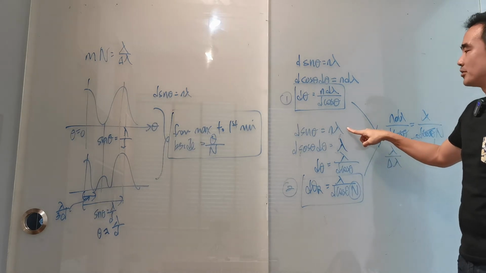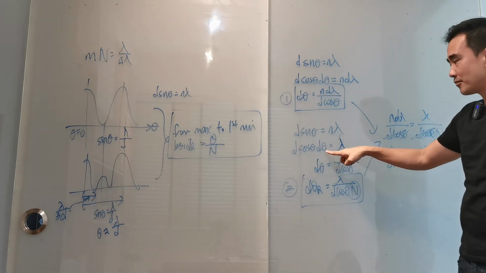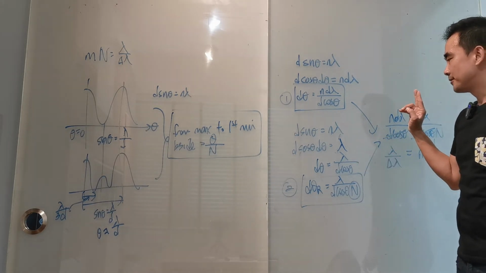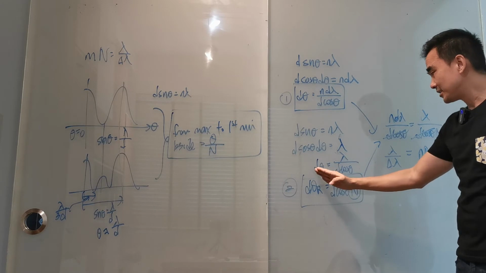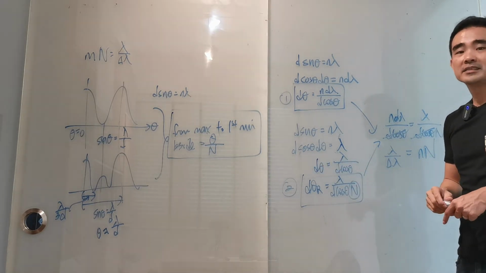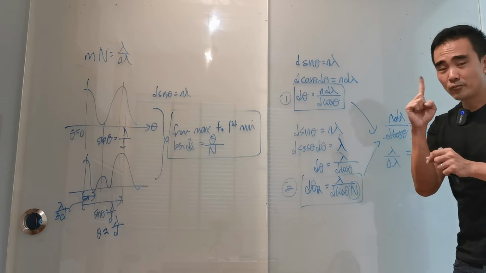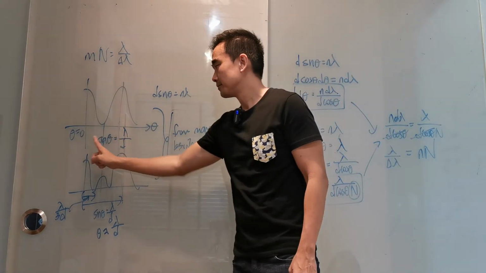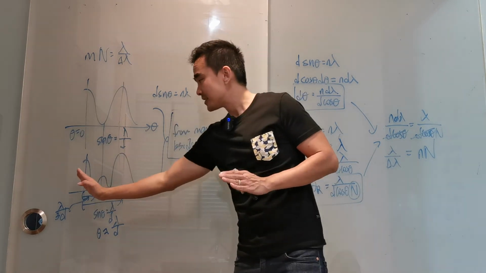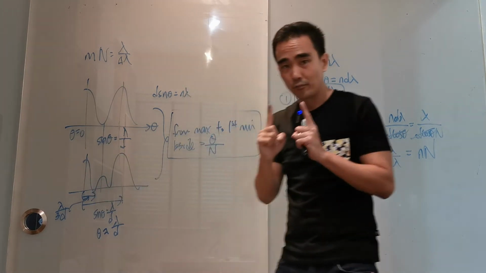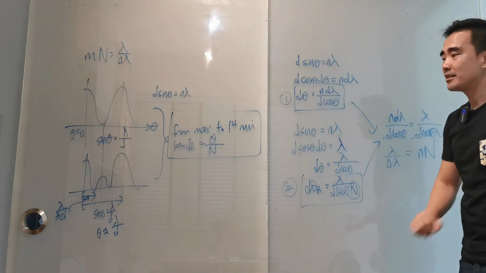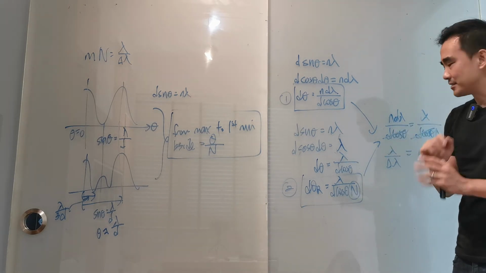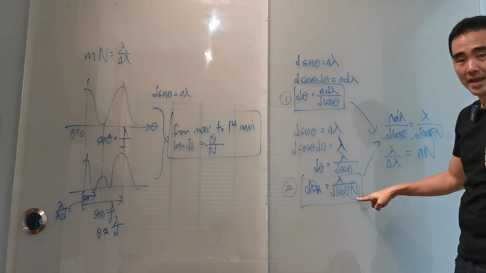Over here, I started with the same equation, but I differentiated theta with respect to n. So what I have here is d theta equals lambda upon d cos theta, which is the angular separation between the maximas formed by one wavelength. However, remember that if we have n number of slits, then the first minima beside the maxima, the angular separation, you have to divide by n.